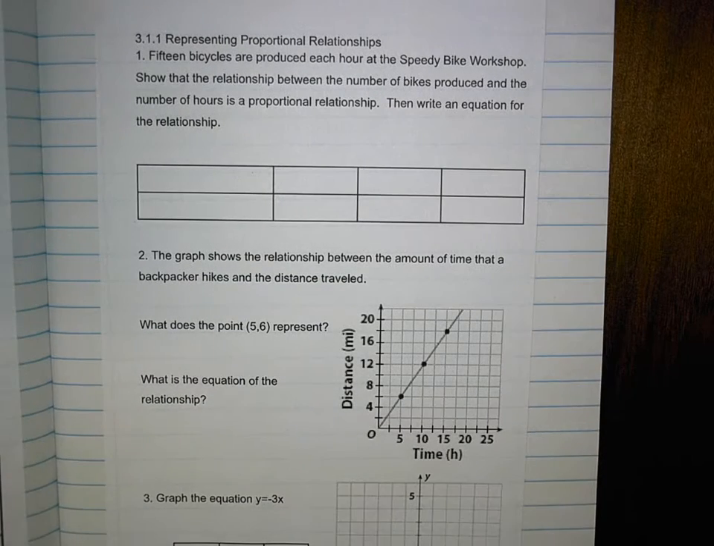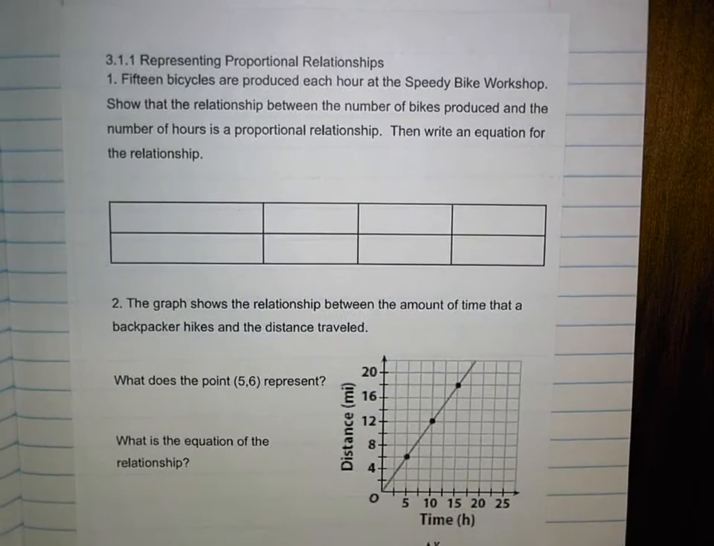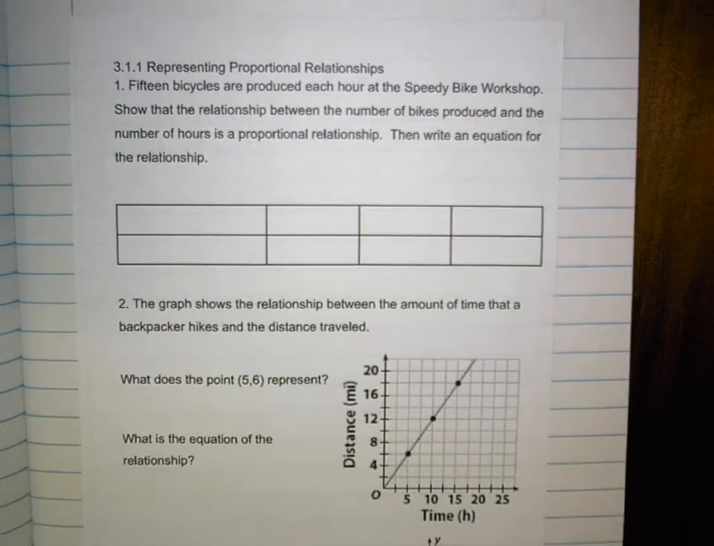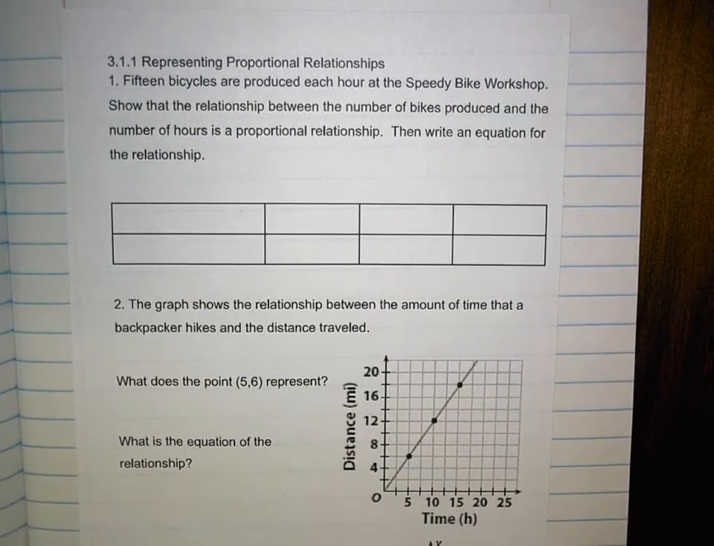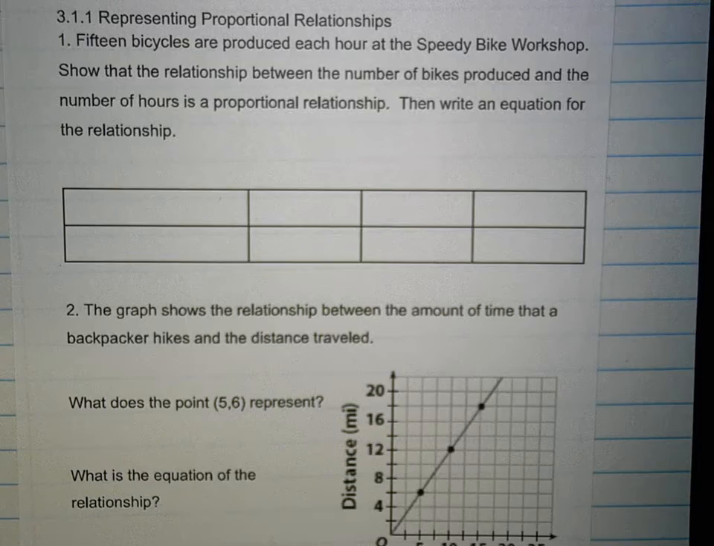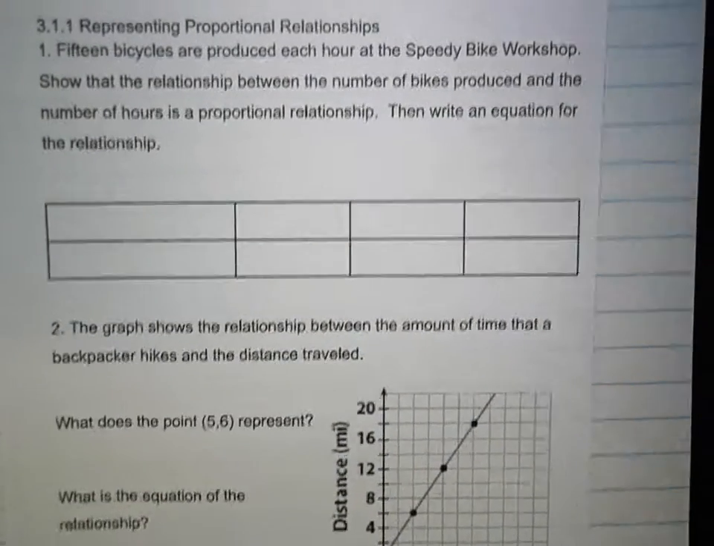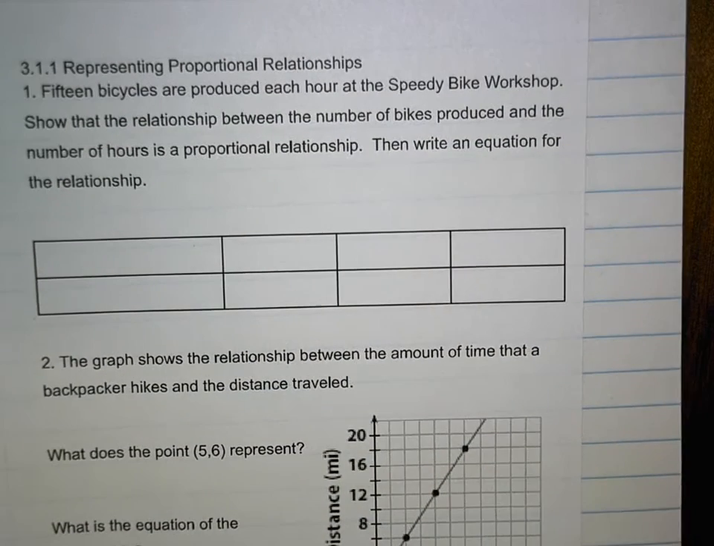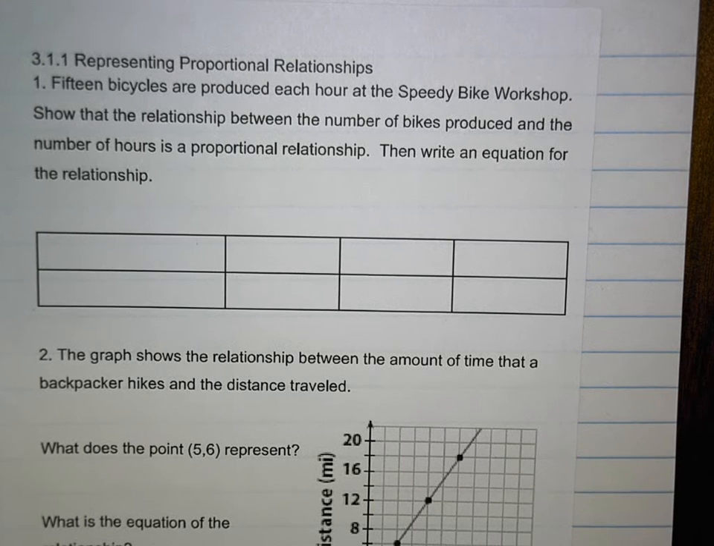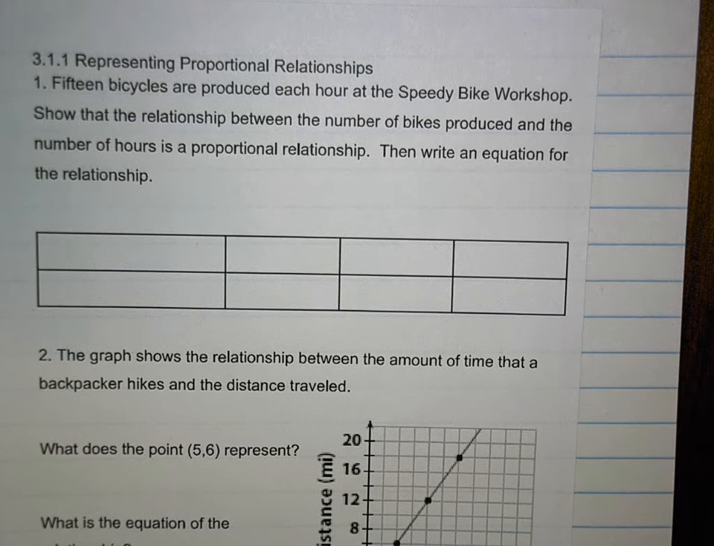These are our proportional relationships. I'll zoom this in a little bit. All right. So proportional relationships. 15 bicycles are produced each hour at the Speedy Bike Workshop. Show that the relationship between the number of bikes produced and the number of hours is a proportional relationship. Then write an equation for the relationship.